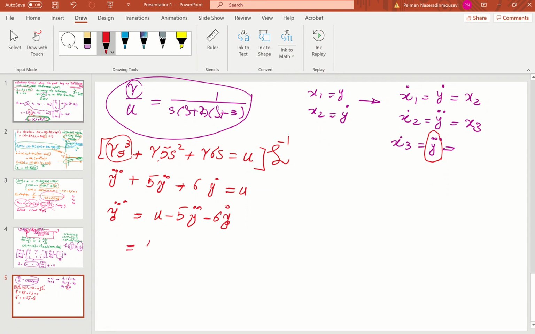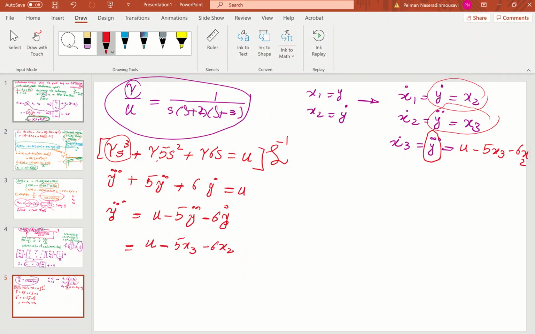So what you get is u minus 5 times y double dot. How much is y double dot? Y double dot is x3. Look here, y double dot is x3, so 5 x3. What is y dot? It is x2, so minus 6 x2. I'm going to put it here: u minus 5 x3 minus 6 x2. So your state space equations become like this by hand.